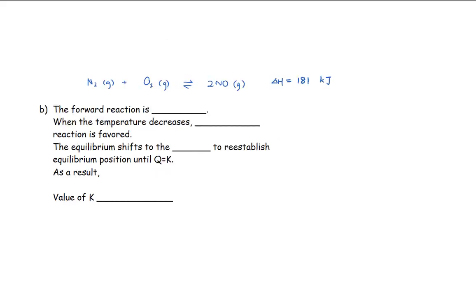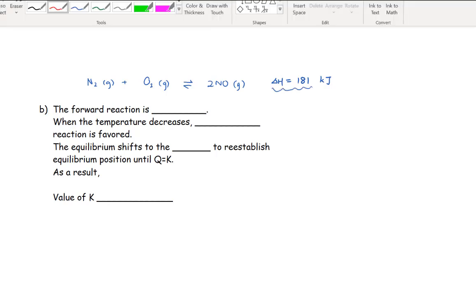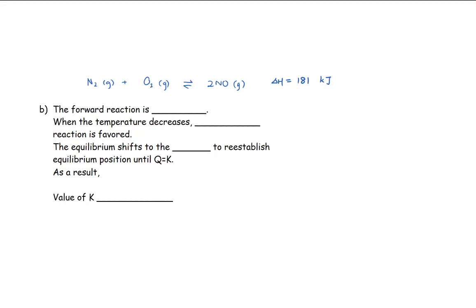Next, question 2b, given the equation N2 plus O2 in equilibrium with the product NO gas. Your delta H is given as 181 kilojoules. If the delta H given doesn't have any sign, it is taken as a positive value. A positive value indicates that the forward reaction is endothermic. So write endothermic on top of your equilibrium arrow, towards the right-hand side. The reverse reaction will be exothermic. Written in your explanation, the forward reaction is endothermic.